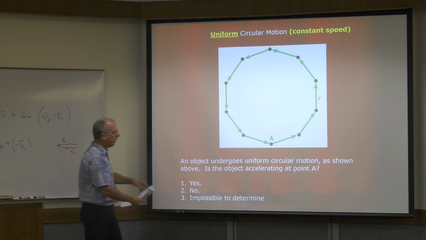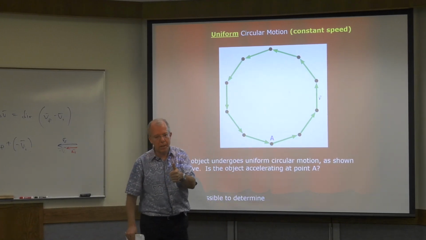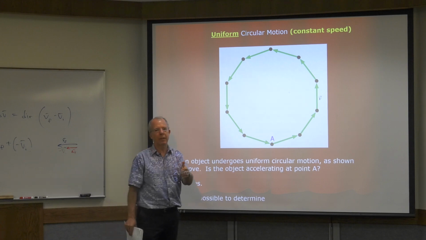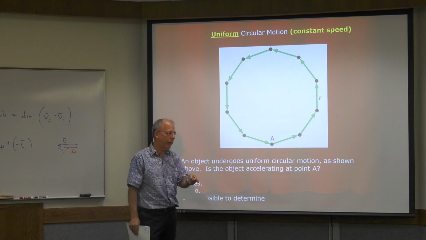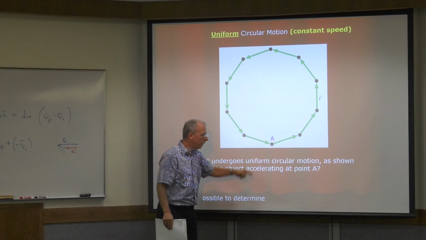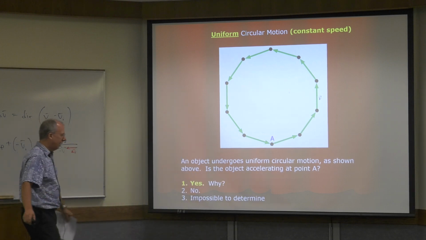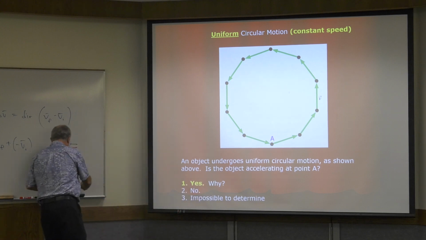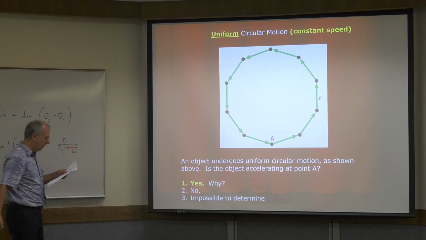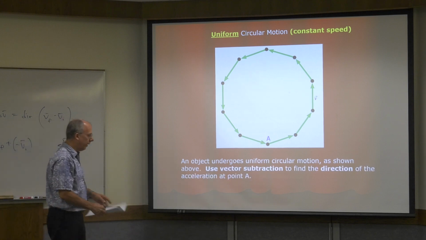All right, let's get back. What's happening at point A? What's happening everywhere in a circle? Remember, the speed is constant, but what's happening to the direction? It's changing. Well, acceleration is the change in velocity over the change in time. Velocity is speed and direction. So if the direction is changing, it's accelerating. So the answer is yes, because the direction is changing. Okay, so that was a review question. You should know that.